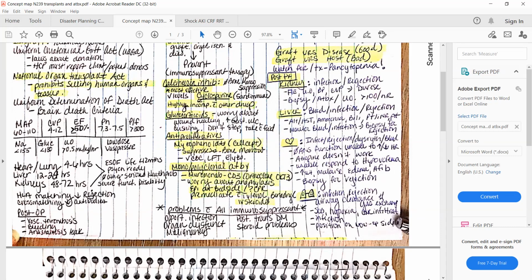But it's highly incompatible with other drugs. That's bad, right? Because now there are so many things we can't give the patient. But it's a really effective drug and it doesn't cause bone marrow suppression. So very important.